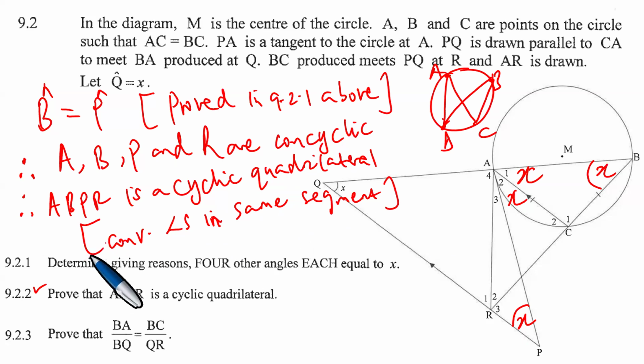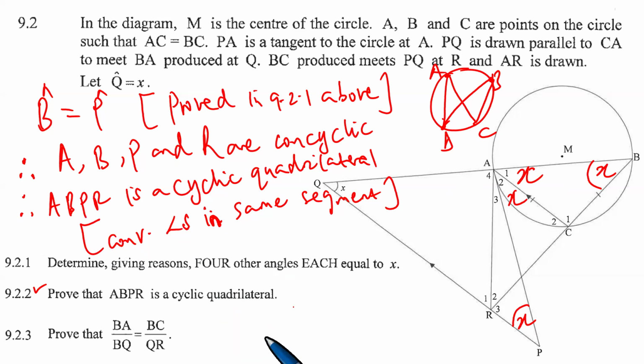Okay, because now we have first realized that angle B is X, but also angle P is X, and it was proved in 9.2.1 above. A, B, P and R are concyclic. Therefore, ABPR is a cyclic quadrilateral. Converse angles in the same segment theorem. Angles in the same segment.